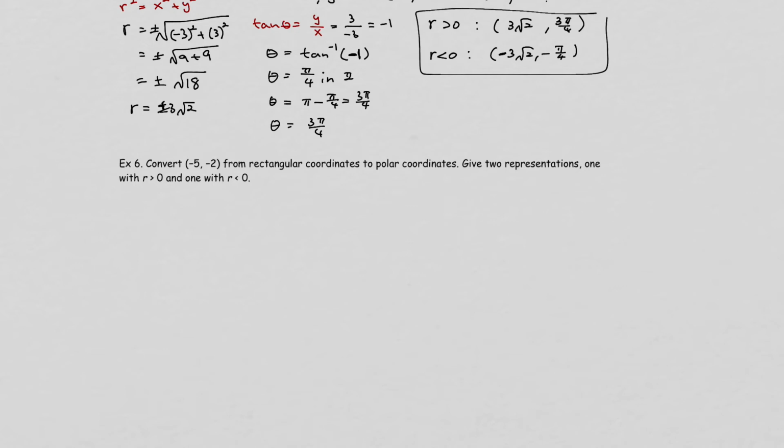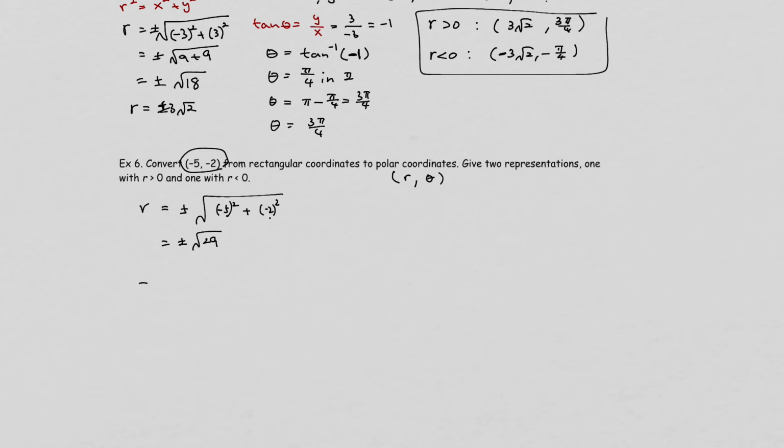Let's try one more with rectangular to polar. So you have this point, you're trying to find polar, which is going to be r and theta. So you're trying to find r, place it into the formula. So x squared will be negative 5 squared plus y squared negative 2 squared. This gives you plus or minus the square root of 25 plus 4, so it will be square root of 29.